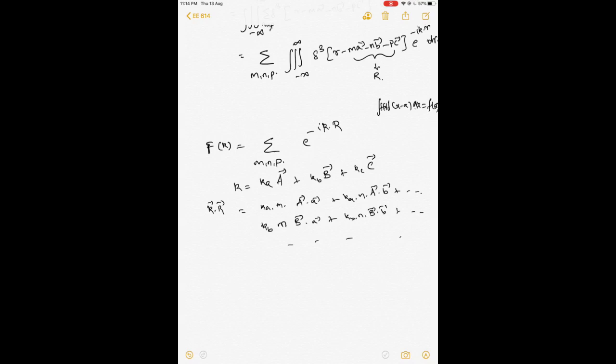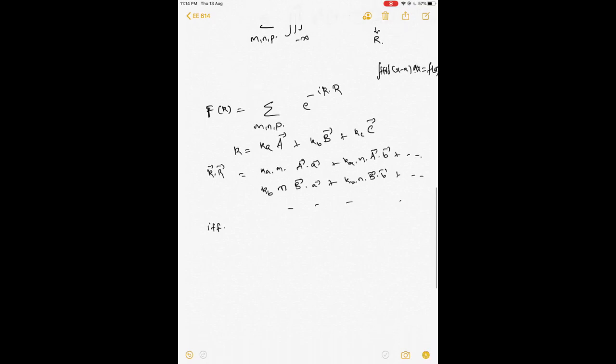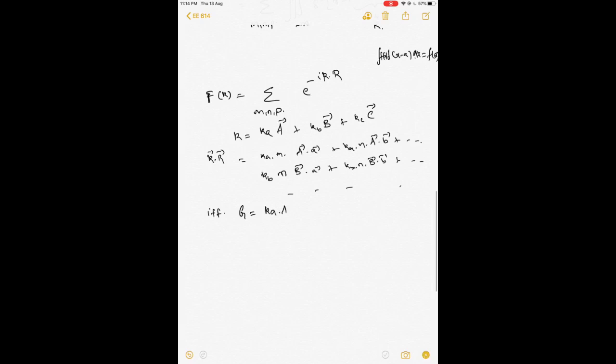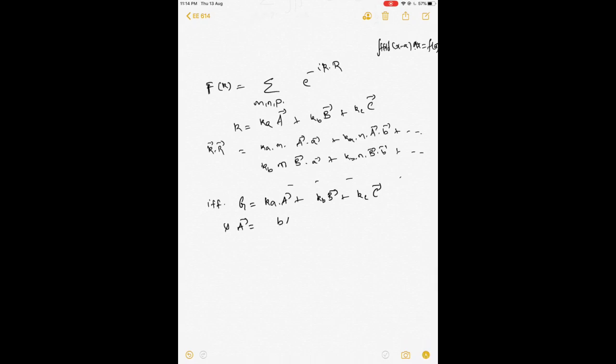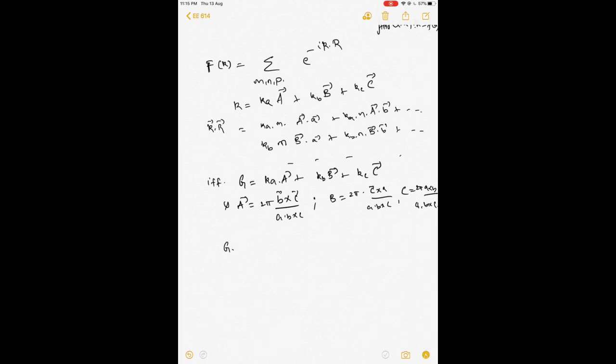Now this is where the actual definition of the reciprocal space comes in. So here, if we have a vector G, which is defined as KAA plus KBB plus KCC, and this A vector is our previous definition: A is 2 pi B cross C by A dot B cross C, and B is 2 pi C cross A by A dot B cross C, and C is 2 pi A cross B by A dot B cross C.